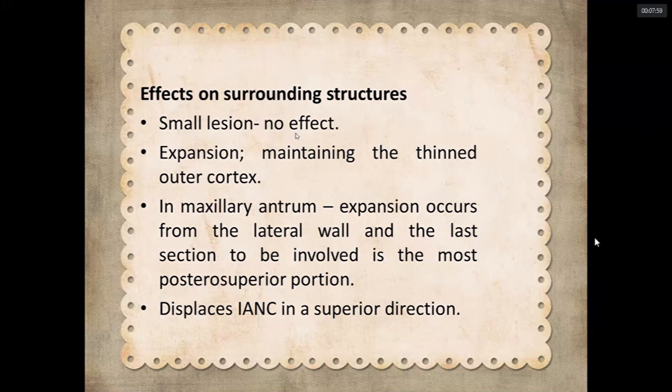In the maxillary antrum, that means in the maxillary sinus, if the lesion is present, then it results in expansion, and this expansion occurs from the lateral wall. And the last section to be involved is the most posterior superior portion of the maxillary sinus. And the larger lesions of fibrous dysplasia displace the inferior alveolar nerve canal in the superior direction.